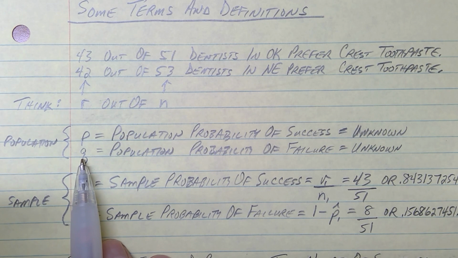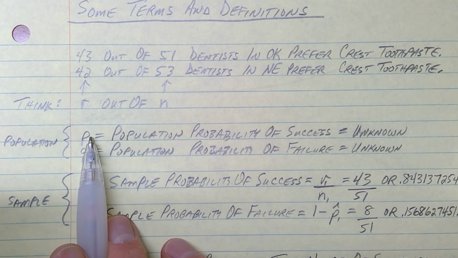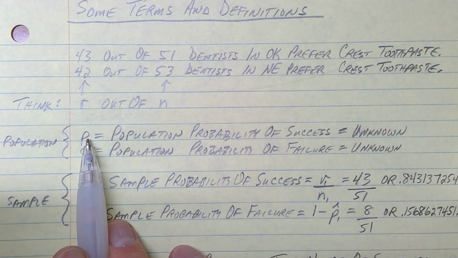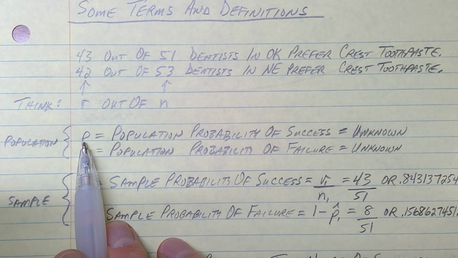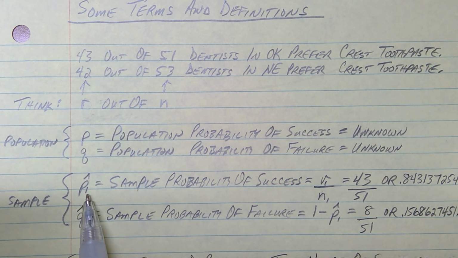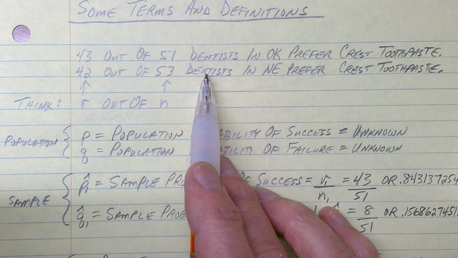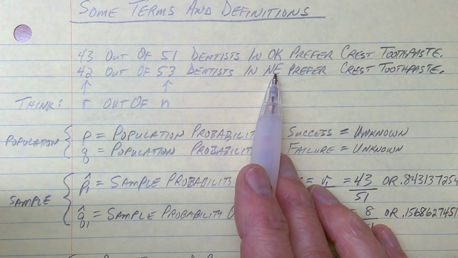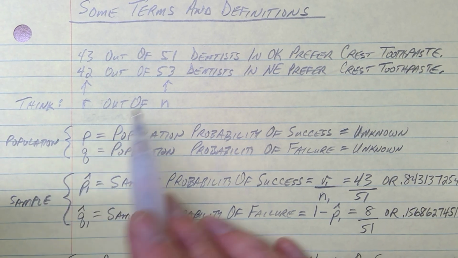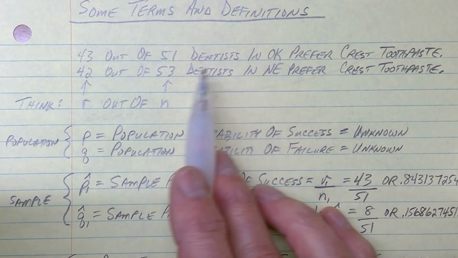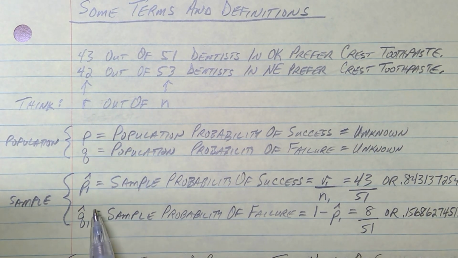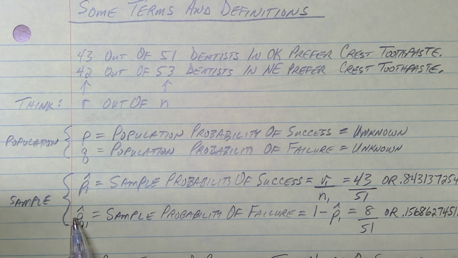We're not really going to use Q today. We're going to use P. We're kind of guessing at the population proportion. All right, P for proportion, P for population, however you want to think about it. We're going to guess at the population proportion by taking a sample, and that's what P hat and Q hat are. That's our actual sample. That's the dentist that we were able to get a hold of. We can't get a hold of every dentist in Oklahoma, and we can't get a hold of every dentist in Nebraska. That would be population numbers. But I can get a hold of 51 dentists in Oklahoma and 53 dentists in Nebraska. That's my sample. So I'm going to guess at the population based on the dentists that I sampled.